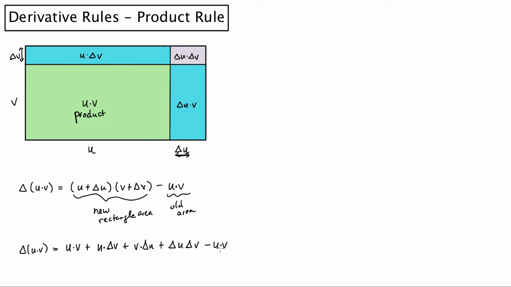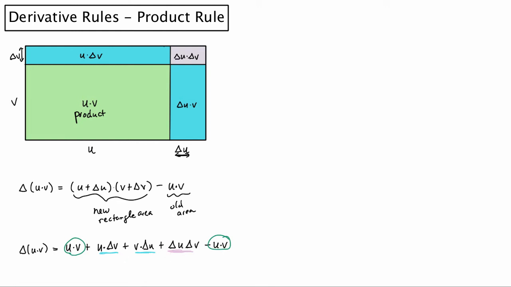And I want you to take a look at what we get here. The U delta V and V delta U correspond to the blue regions, while the delta U delta V corresponds to the purple region. And then what basically happens is the UV we had before cancels with the UV we have now. And so the UV doesn't add anything. It's only these changing pieces that add anything to the new area. So basically the change in the size of the rectangle is entirely due to adding up the areas of the blue, both blue parts, and the purple part.